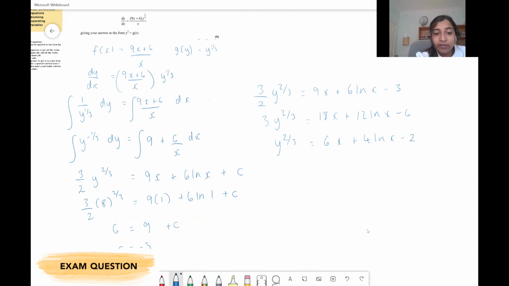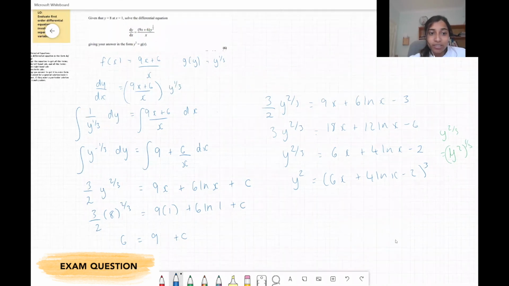Now you can rewrite y to the power of 2 over 3 as y squared to the power of a third. So now we just want to cube this whole thing to get rid of the thirds. If we cube both sides, we get y squared is equal to (6x plus 4 ln x minus 2) cubed. And that's your answer to this question.